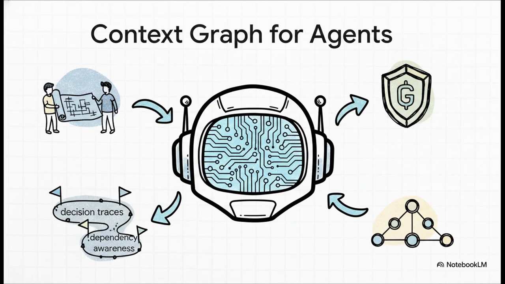So what exactly are the agents getting from this graph? Well, they get a shared map of reality. They see the history of why things are the way they are. They understand all the dependencies, and they know the rules of engagement. It's the essential ground truth they need to be effective.